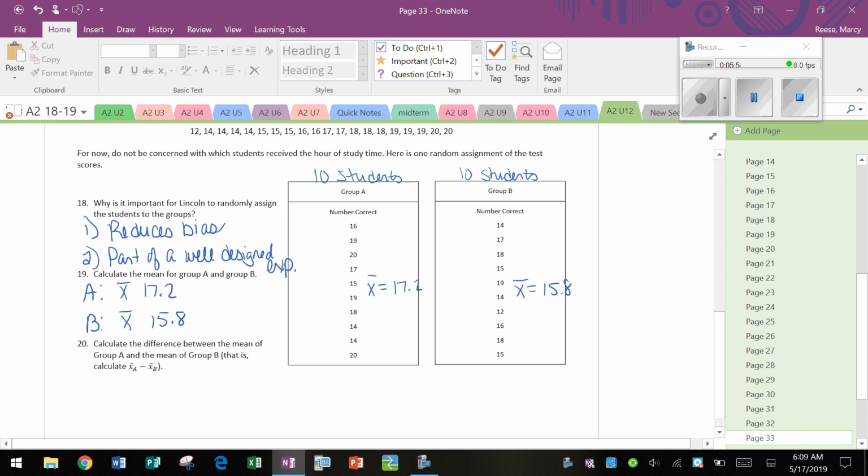Now, there's something called a diff. It's calculate the difference between the mean of group A and the mean of group B. That is calculate this. So we're going to do 17.2 minus 15.8. And the difference between the two groups is 1.4. Average of 1.4 questions correct. Okay?